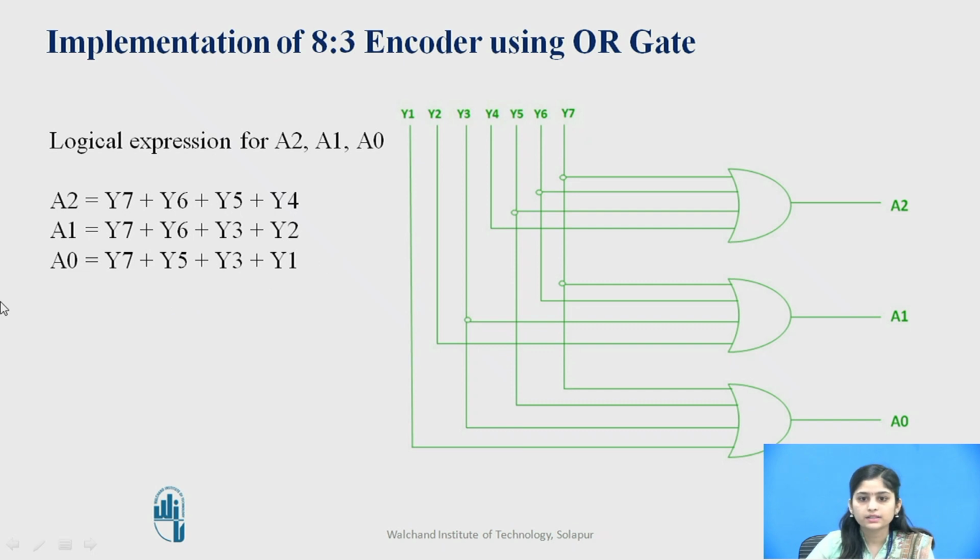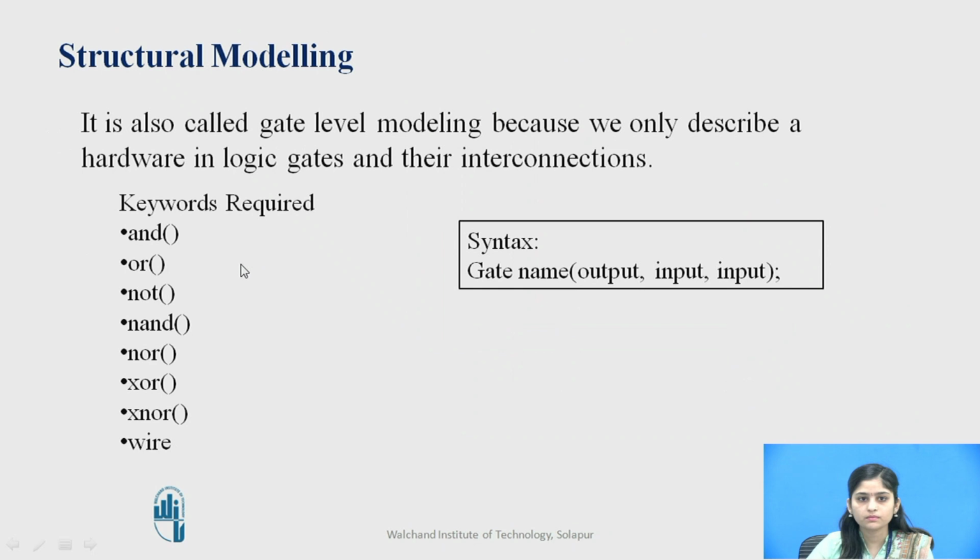Now let us design a Verilog code for 8:3 encoder. So we can design a Verilog code for 8:3 encoder by using different description styles in Verilog.